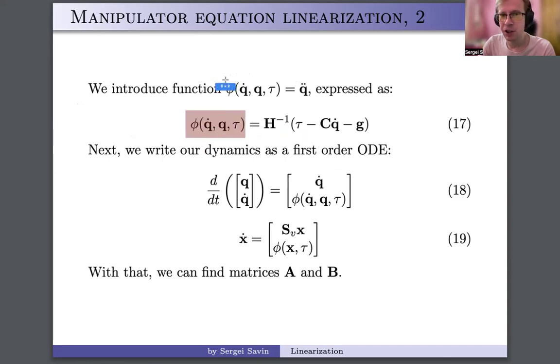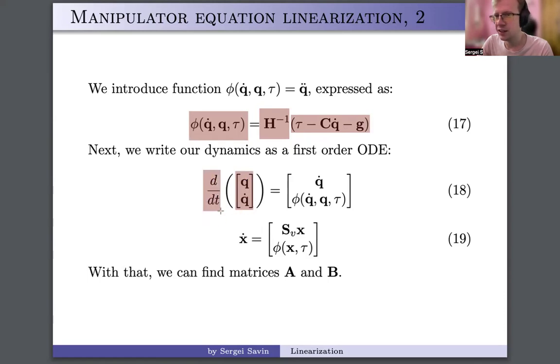Now, we can describe this expression phi, which is Q double dot. As I said, we put everything to the right-hand side, like C Q dot minus G, all of this went to the right-hand side, and we multiplied everything by H inverse. So we got our final expression for phi as H inverse times tau minus C Q dot minus G. Now we could write our dynamics in the state space form. So we could try to get closer to using X. So remember, this is X.